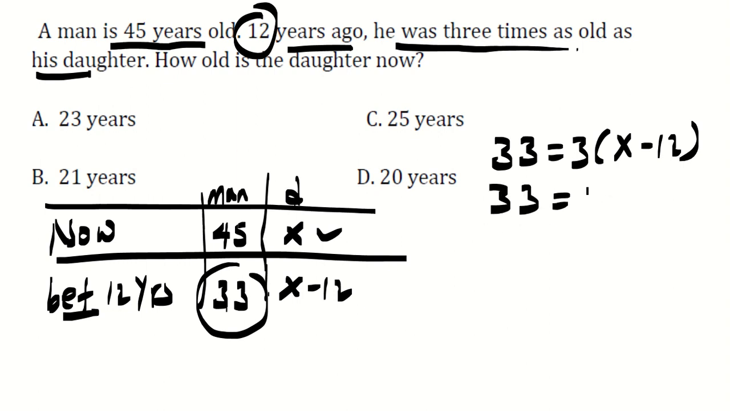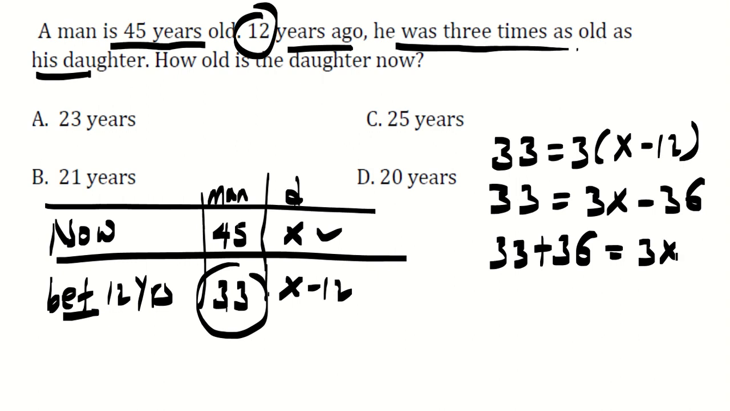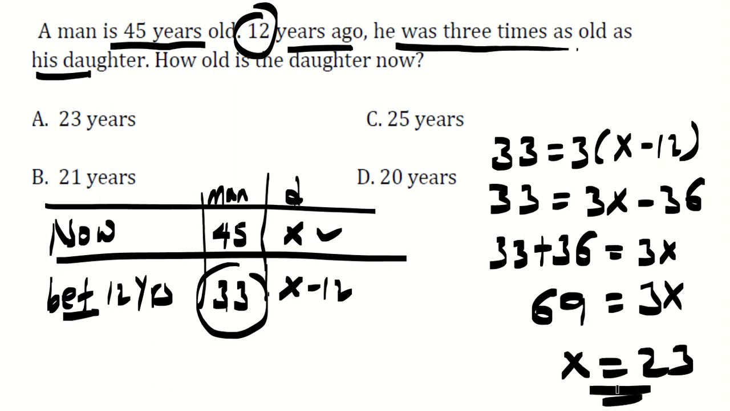33 is equal to 3x minus 36. Bring 36 here, it will be added. 33 plus 36 is equal to 3x, because it was negative when I brought it. When you add it, it will be 69 is equal to 3x. Divide both sides by 3, so the x value will be 23. So the daughter's age now will be 23.